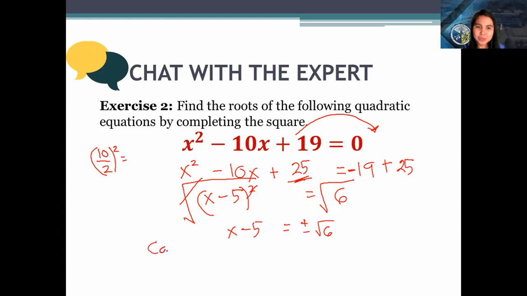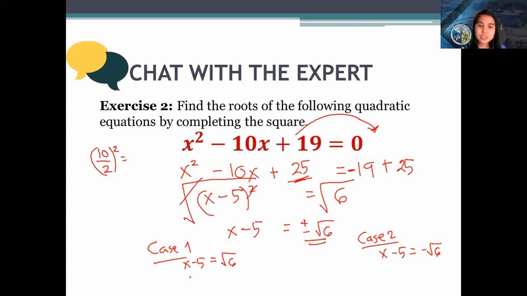Let's have case 1. Case 1 is the positive of the square root. So x minus 5 equals square root of 6. Case 2 is the negative of the square root. So x minus 5 equals negative square root of 6. Again, case 1 is the positive, case 2 is the negative, or you could interchange them as long as they're different.